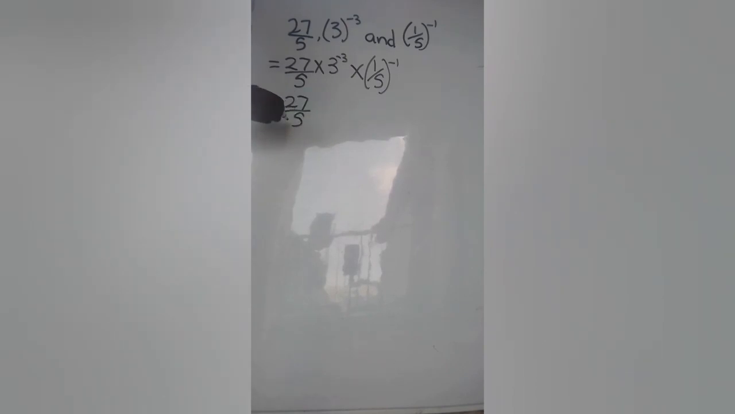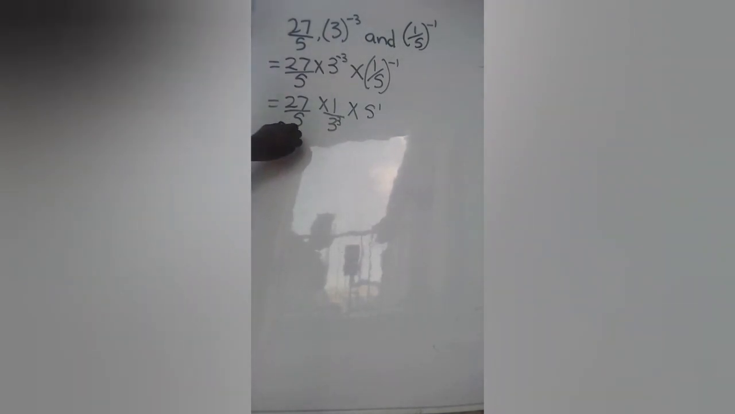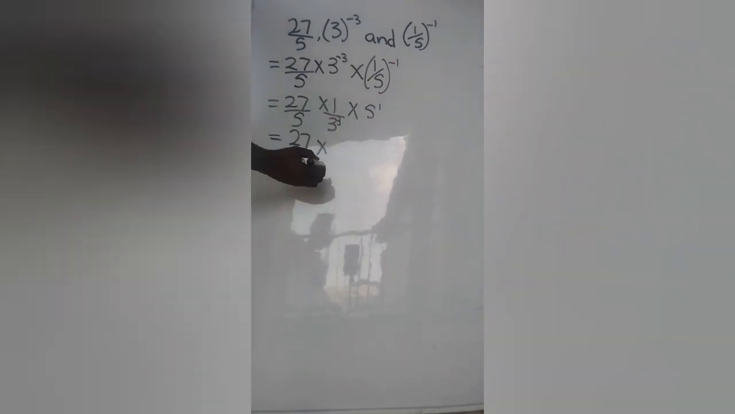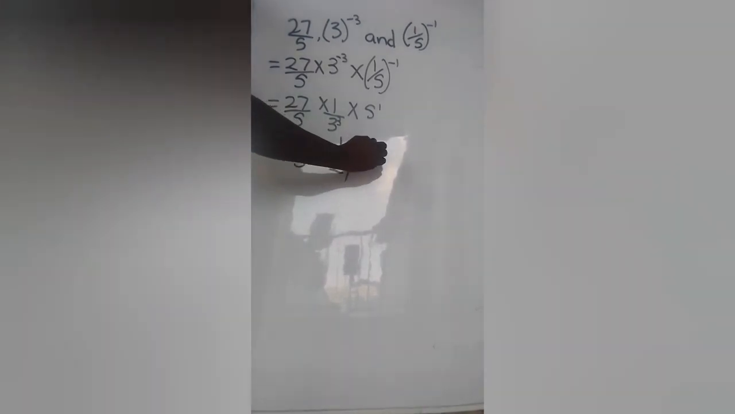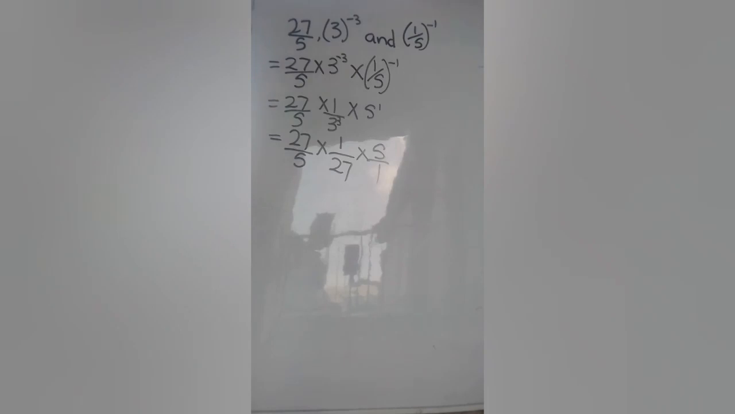27 over 5 times 1 over 3 raised to power 3 times 5 raised to power 1. And this will give us 27 over 5 times, 3 raised to power 3 is also 27, 1 over 27 times 5 over 1. We now divide through. 5 cancels out 5 and 27 cancels out 27. So here our answer is equal to 1.